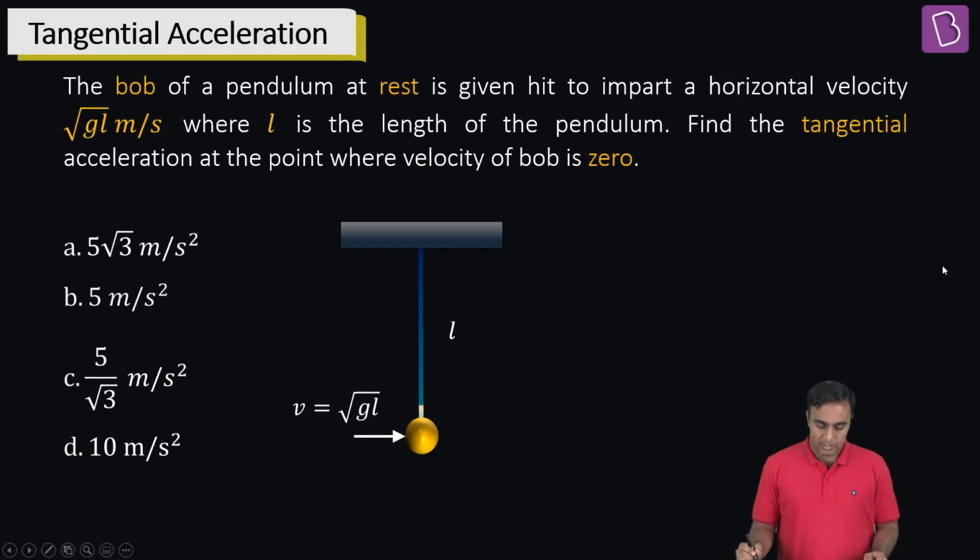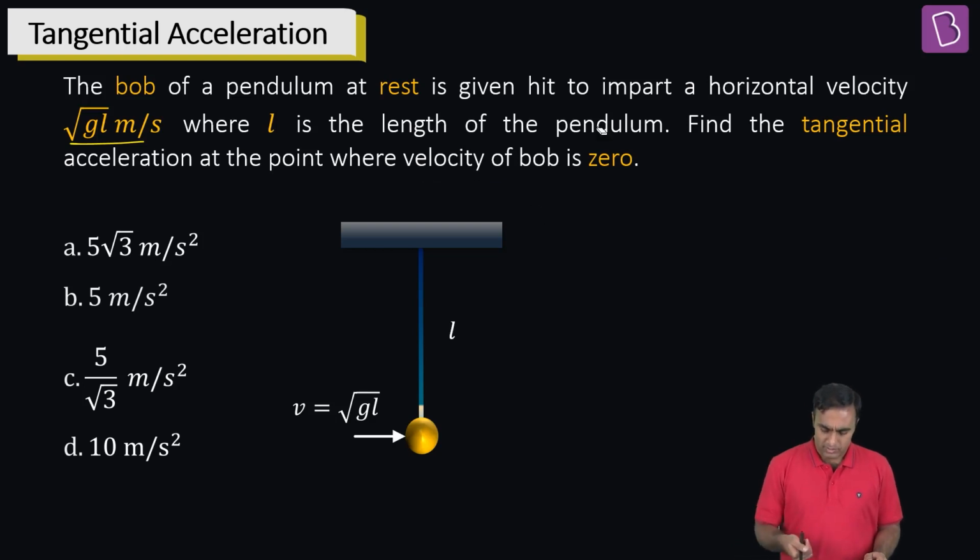The bob of a pendulum at rest is given a hit to impart a horizontal velocity square root of gL meter per second, where L is the length of the pendulum. Find the tangential acceleration at the point where the velocity of the bob is 0.